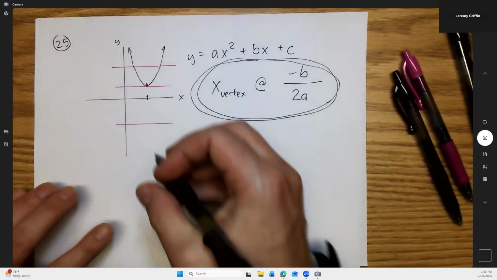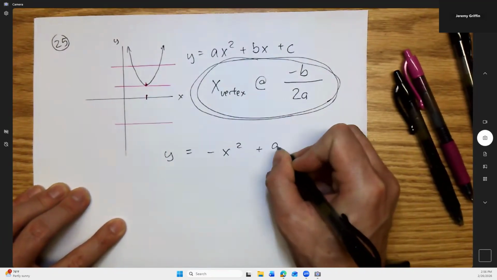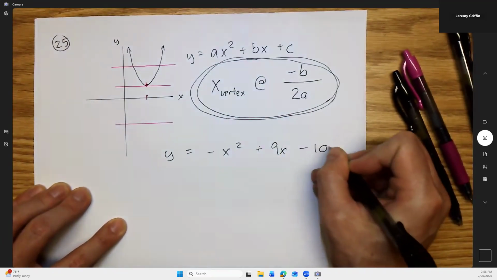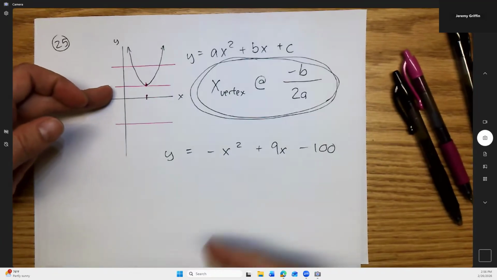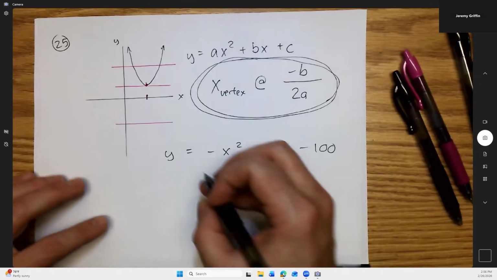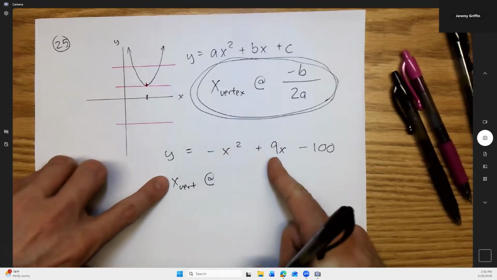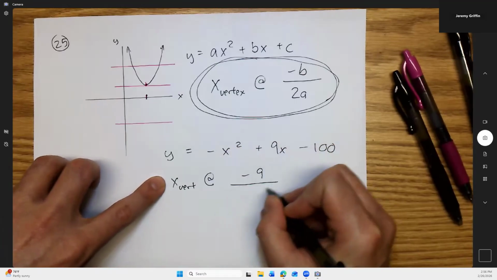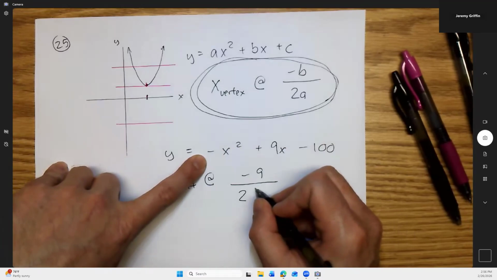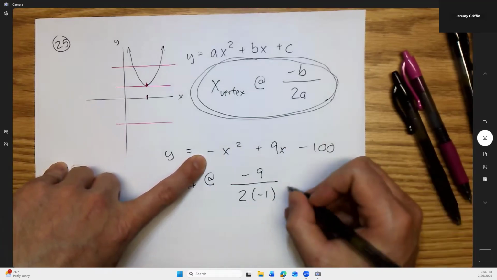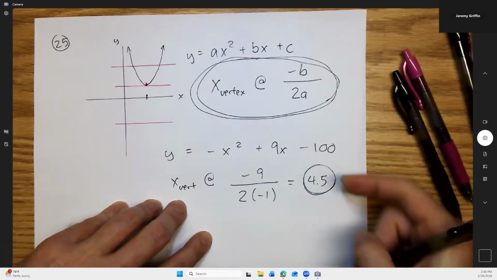And so we got the equation y equals negative x squared plus 9x minus 100. Since we reason they must be talking about the vertex, let's find x vertex, which is at negative b, that'd be negative 9 over 2. And then, guys, what's my a value? Negative 1. Okay. So the negatives cancel. I think that's 4.5, isn't it? Now that's the x value.